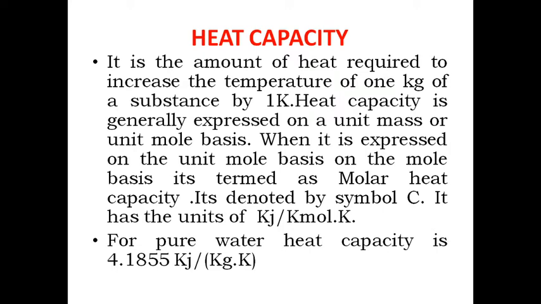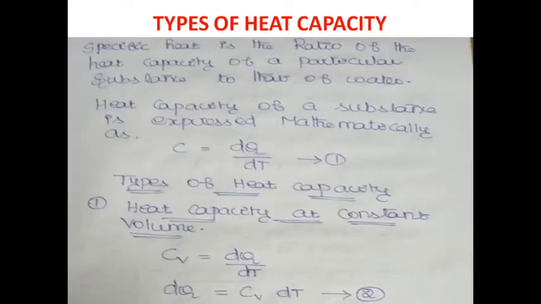Water heat capacity is 4.1855 kilojoule per kg Kelvin. Types of heat capacity. Specific heat is the ratio of the heat capacity of a particular substance to that of water.